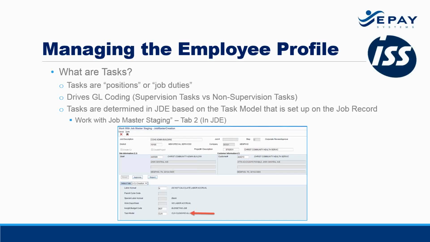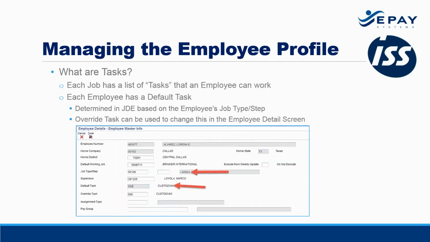Now, if this job is really an engineering job, and we set it up as a cleaning job, then obviously the whole wrong set of tasks will be available for those employees. So it becomes very important that when we set up jobs, we set them up properly with the correct task model. Now, each job has a list of tasks that an employee can work, and each employee has a default task. As I mentioned a while ago, on the employee detail screen in JDE, the employee's default task, hopefully it's correct, is pulling off of that particular job type step that's available for them in JDE.